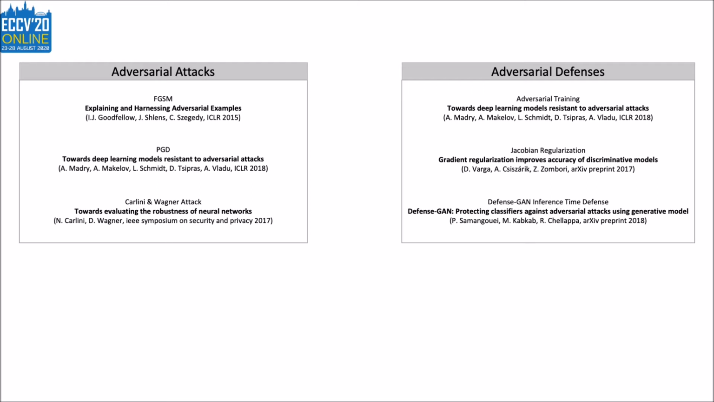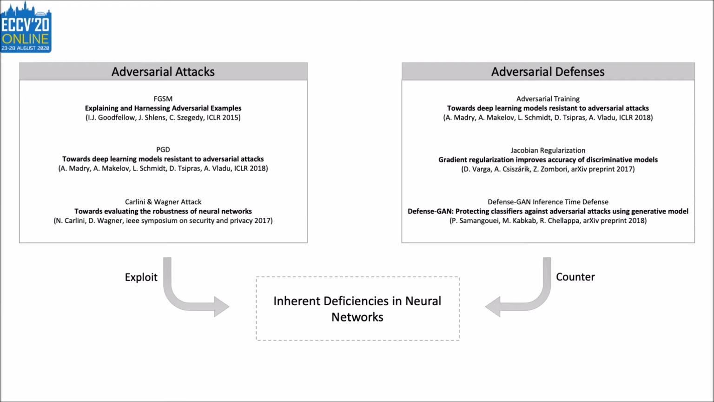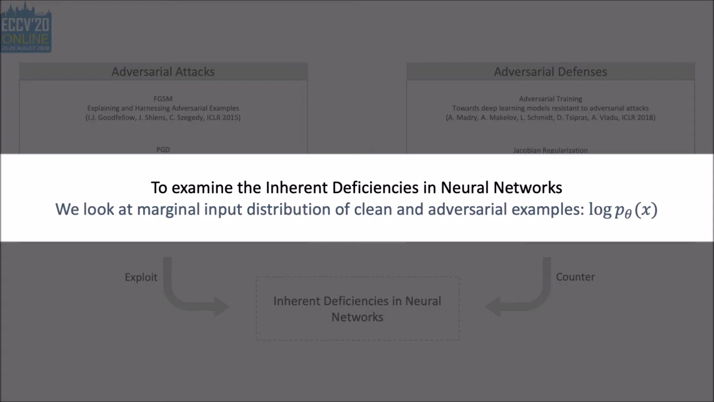A natural question that arises here is, are there some inherent deficiencies in vanilla neural network training that attacks exploit or defenses counter? In this work, we explored this question by looking at how adversarial and clean samples fit into the marginal input distributions of trained models, log p of x.